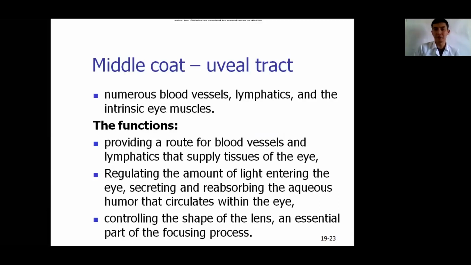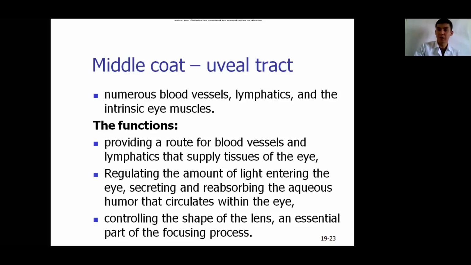Next is the middle layer, also known as the vascular tunic or uveal tract. This region is represented by numerous blood vessels, lymphatics, and the intrinsic eye muscles. The functions of this uveal tract are providing a route for blood vessels and lymphatics that supply the tissue of the eye, regulating the amount of light entering the eye, secreting and reabsorbing the aqueous humor that circulates within the eye, controlling the shape of the lens, and being an essential part of the focusing process.